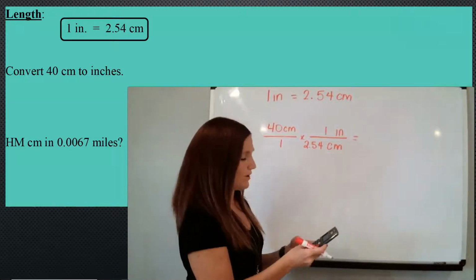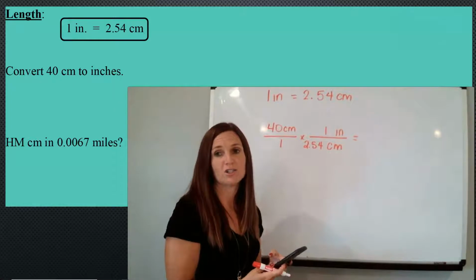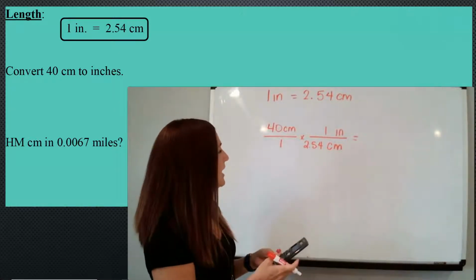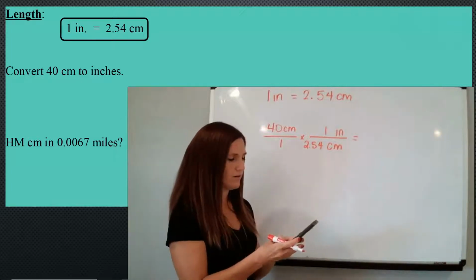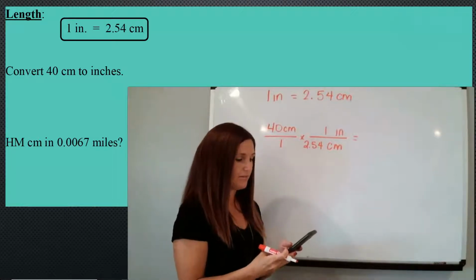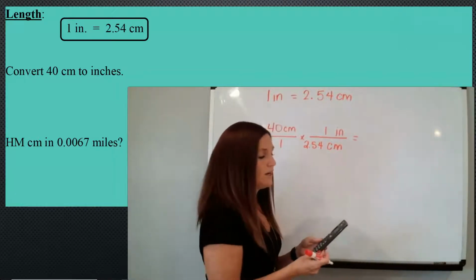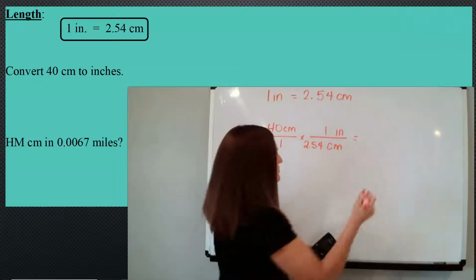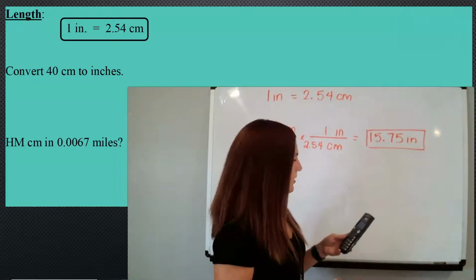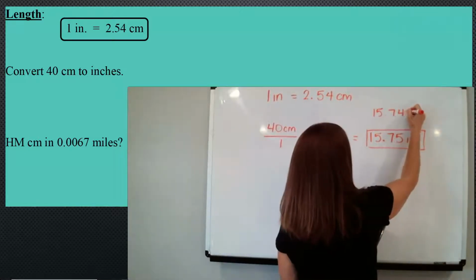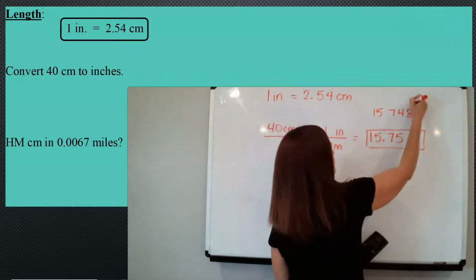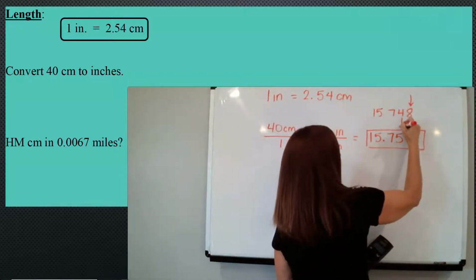So at this point, we have our 40 centimeters as our fraction over 1. We've plugged in the conversion factor. So I'm going to go ahead and divide by 2.54 centimeters. Again, remember that when something's in the denominator, we have to divide by it. And I get 15.75 inches. Once again, taking my answer out to 2 decimal places, I also know 748 is the number that shows up in my calculator. So the 8 is going to make the 4 a 5.